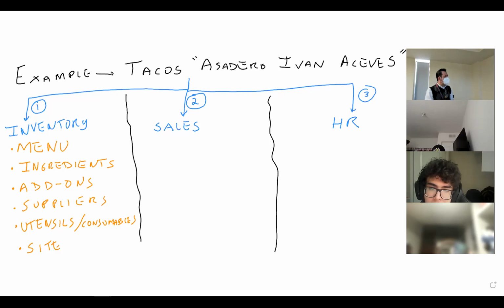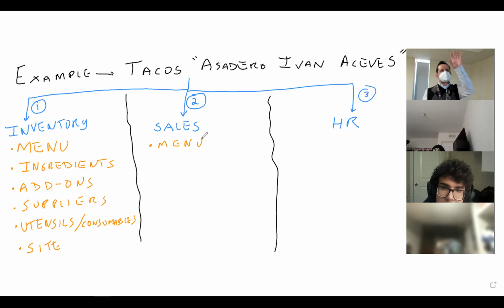I'm going to put forth that the menu is also important as an entity with regards to sales, because it's going to have the products we're selling. There might be a difference between the inventory entity as a menu and the sales entity as a menu. What do you guys think might be a difference between one and the other? And think about the attributes. They're going to be attributes.